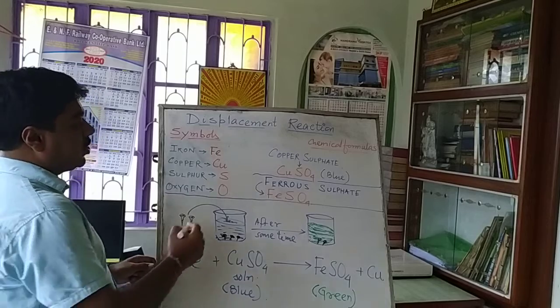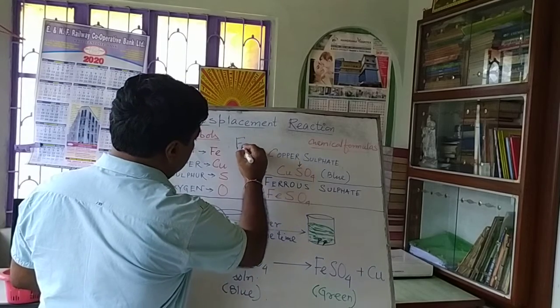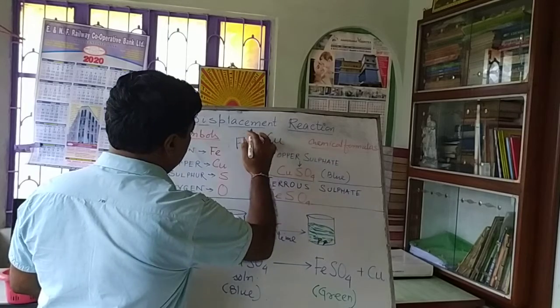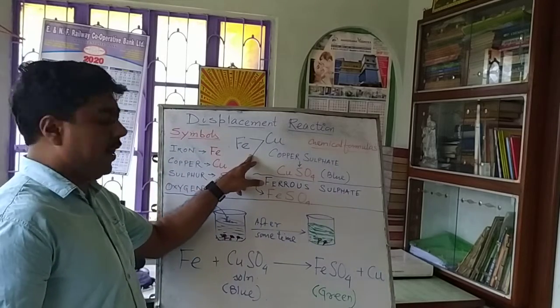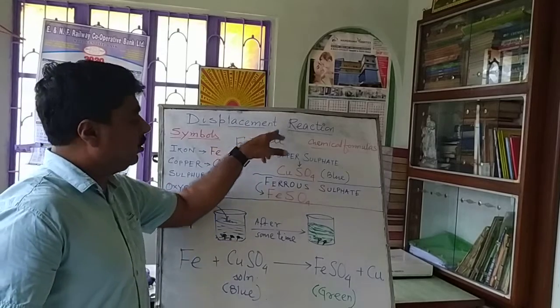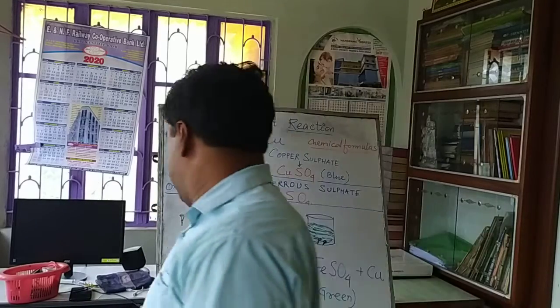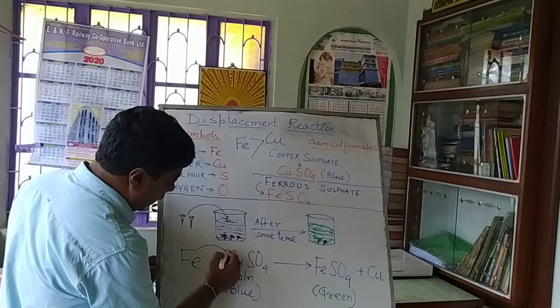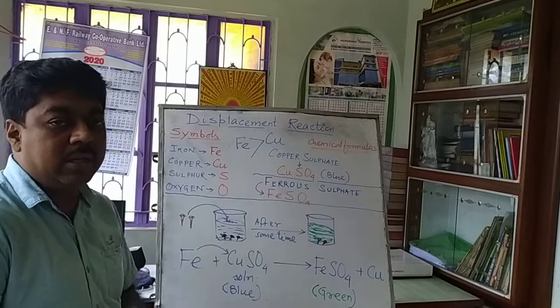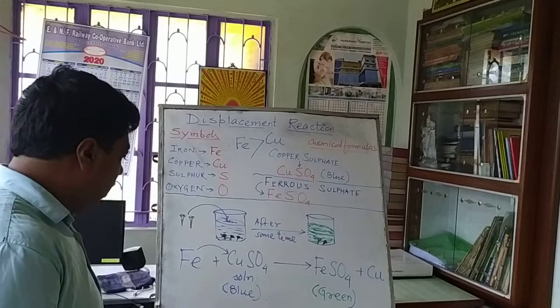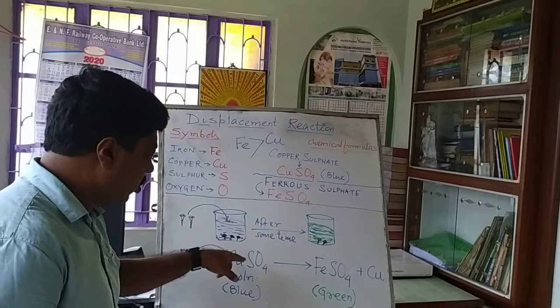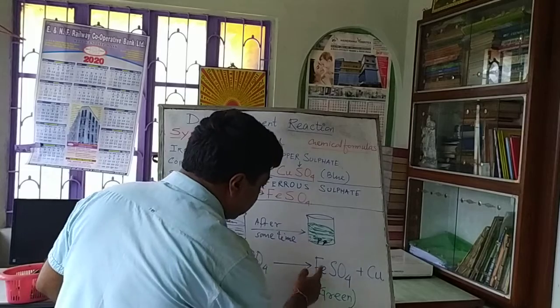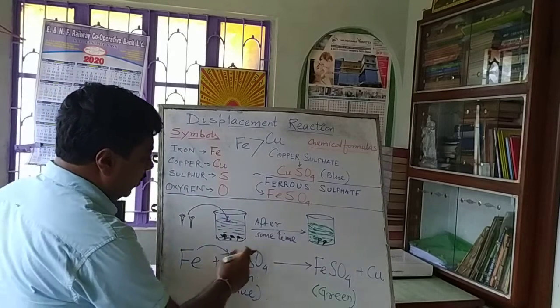What is the reason here? Iron is more powerful than copper. I have used here the greater than sign. That means iron is more powerful than copper. Chemically, in the language of chemistry, we say iron is more reactive than copper. So, when iron is more reactive than copper, what will it do? It will displace. Displace means it will change its position. It will displace copper from the solution and the iron will take its place and the copper will be separated out.